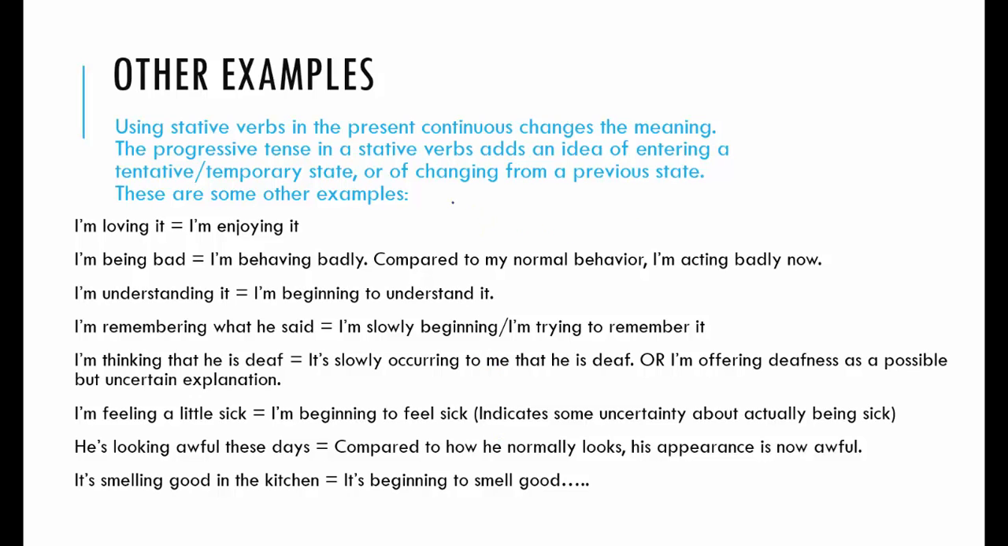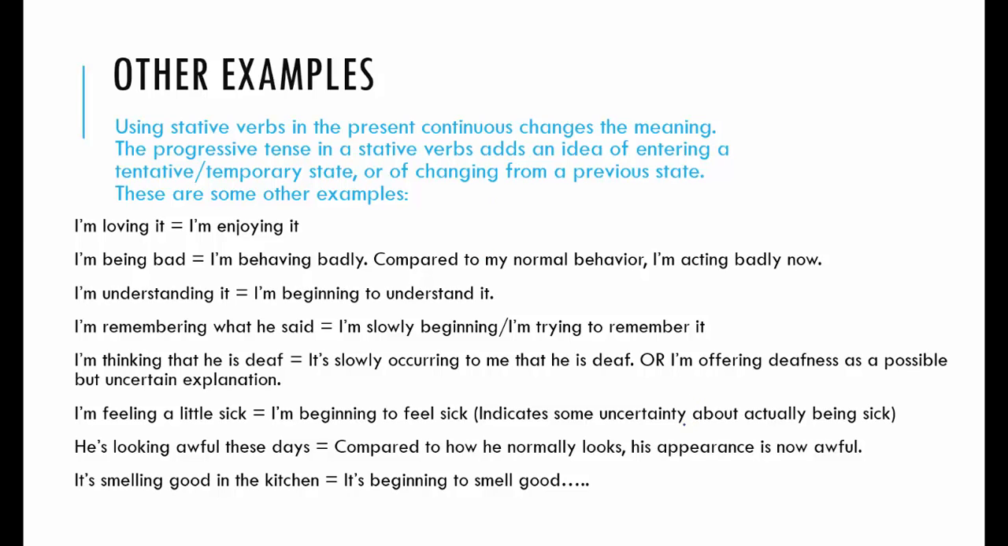Now, these are other examples in general. So you use stative verbs in the present continuous. It changes the meaning. So a stative verb, when you use it in the present continuous, it will change the meaning. You have to be careful and you have to be aware of what the meaning is. In general, the progressive tense in a stative verb adds an idea of entering a tentative or a temporary state. So remember that the whole use of the present continuous is temporary, or at this time period, or a changing situation. So that applies to stative verbs as well.